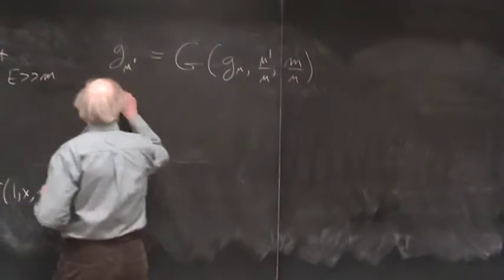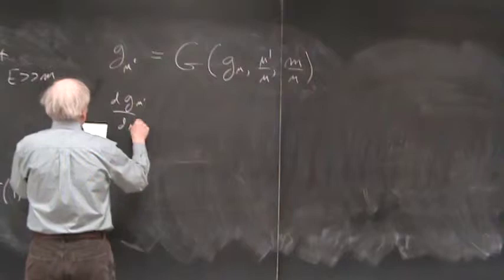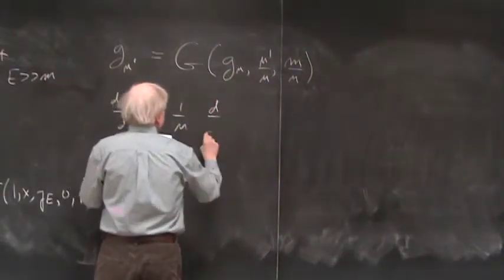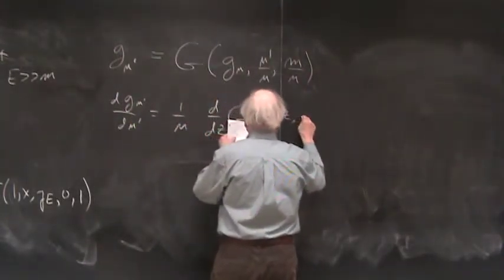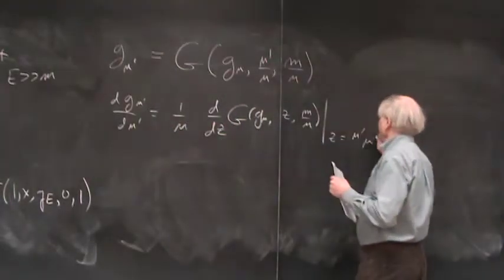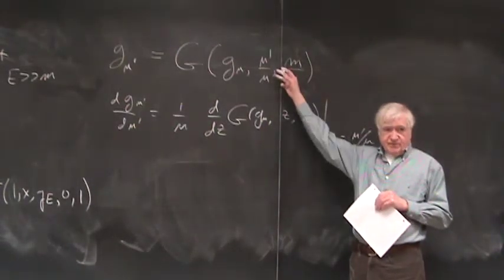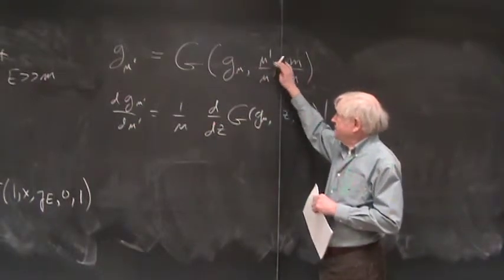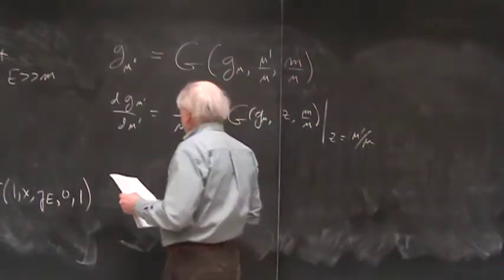Now, we want to see how this thing behaves, so we take d g of mu prime d mu prime. And what is that going to be? That's going to be 1 over mu d dz of g of mu, z, and m over mu at z equal to mu prime over mu. So the 1 over mu comes from differentiating with respect to mu prime, in other words, it's d by dz times 1 over mu.